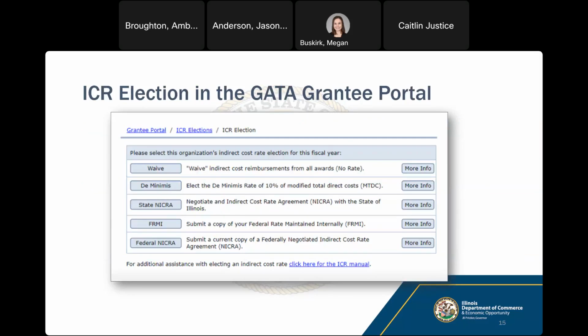All right, so this is a screenshot of the indirect cost rate election in the GATA grantee portal.